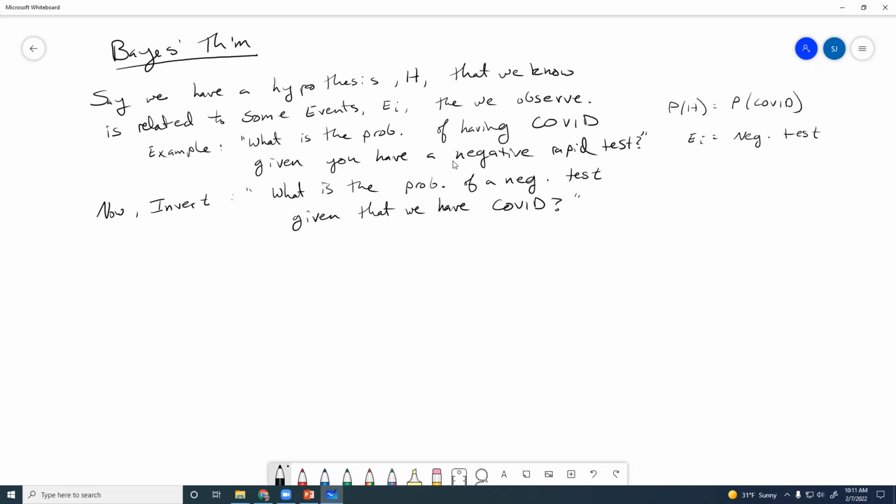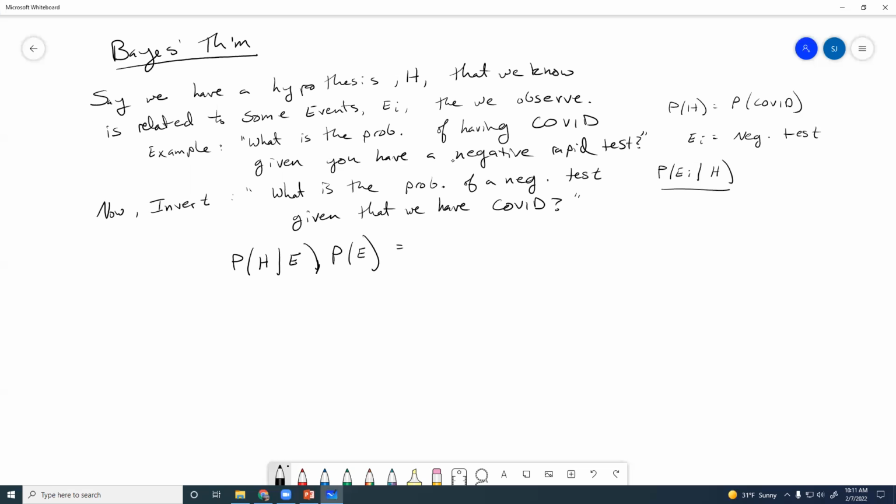So we're just inverting that. And this would look like the probability of E given our hypothesis, right? So let's put these together in symbology. So this would be the probability that we have COVID, our hypothesis is true, given that we observe that negative test, times the probability that we have that negative test.